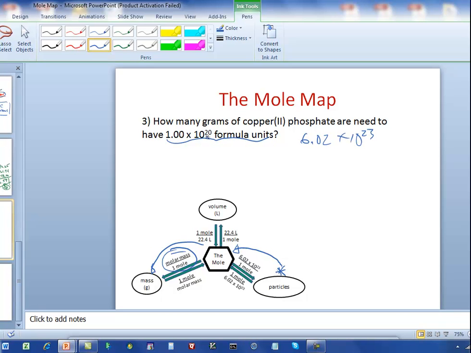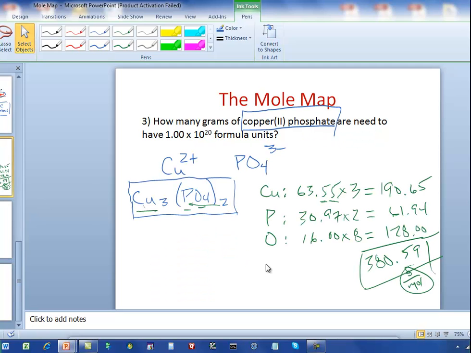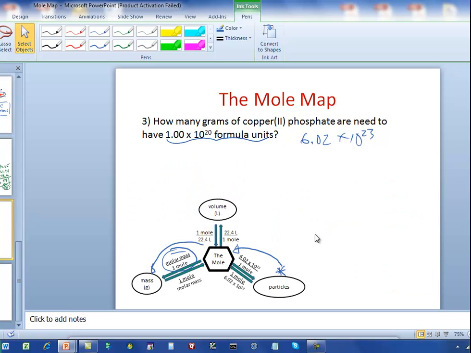So we're being given a lot less than a mole of copper(II) phosphate. We've got less than 1,000th of a mole, so we're probably going to have something under a gram when we get all done with this. Okay, so let's try to set this up.